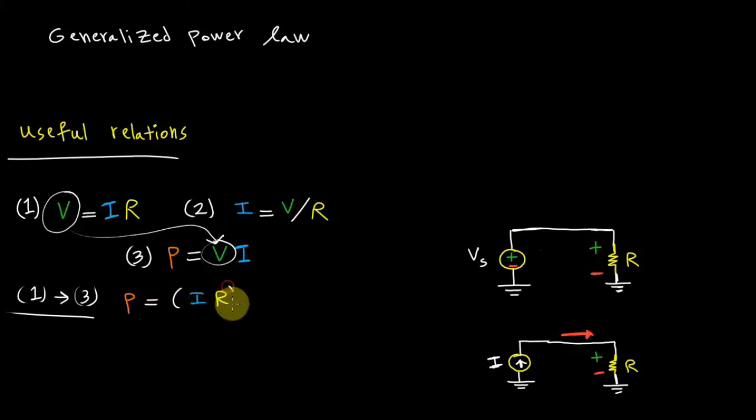The other equation is if we plug 2 into 3, that gives us V over R times V. That gives us V squared over R, and it's useful when you don't know the current through the resistance and you just know the voltage and the resistance.